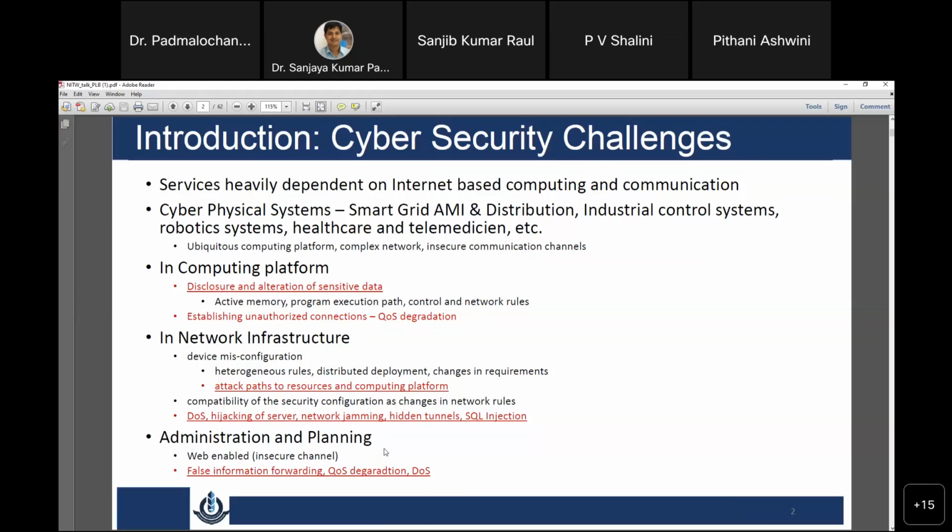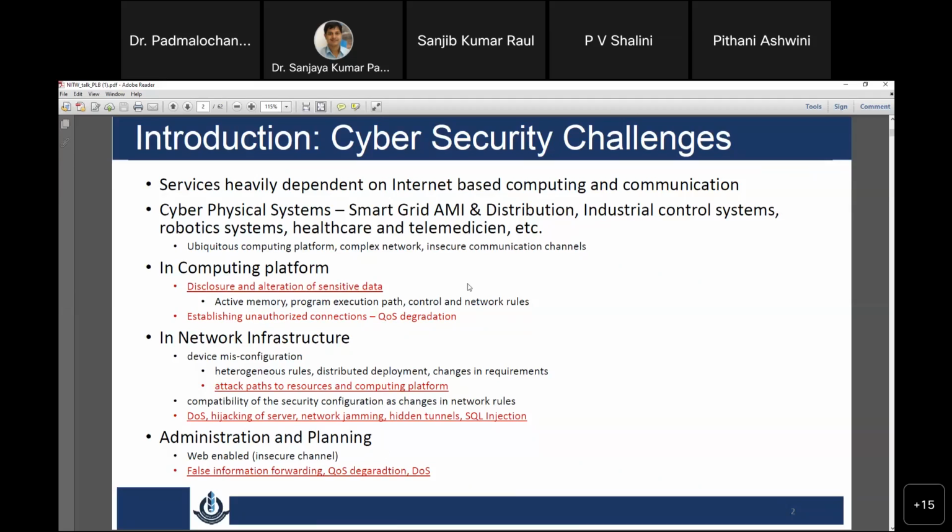Not even if it is not the zero-day attack, but regular attacks can be at least prevented by versioning and appropriate updating of the servers through which the administration and planning is done. Okay, the websites which are basically used for administration and planning.